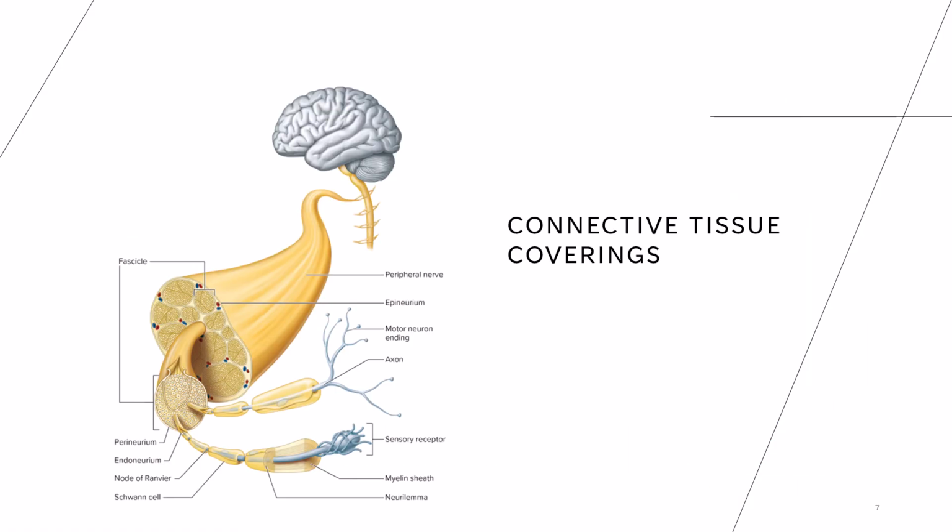Okay, so here's just a picture of the connective tissue coverings. You can see all three of them down here, as well as the Schwann cells, the myelin sheath, the axons, and everything.